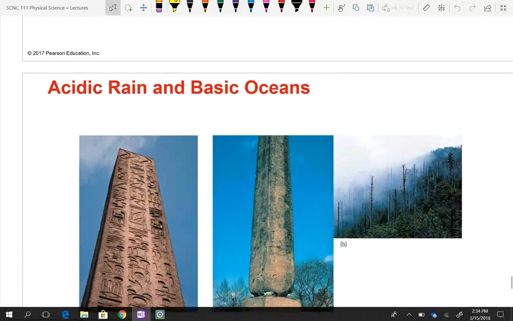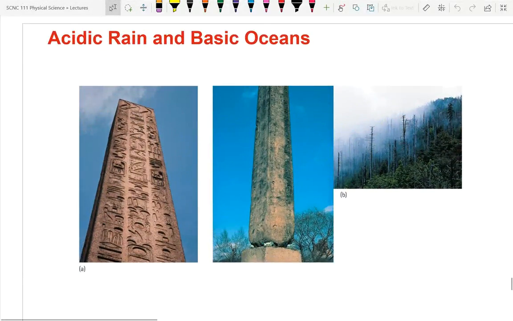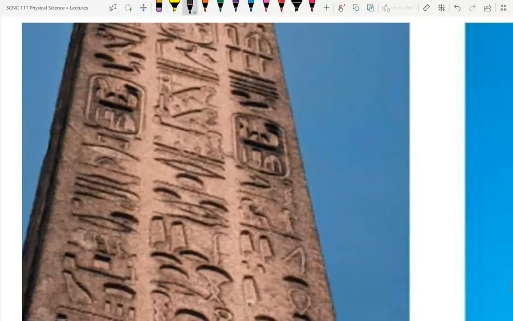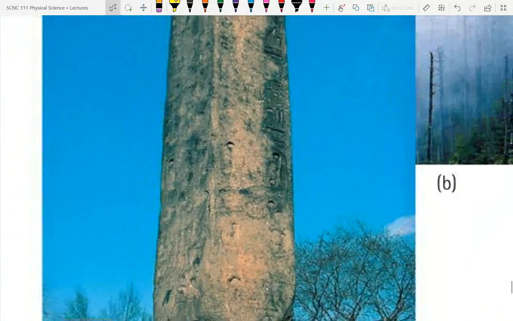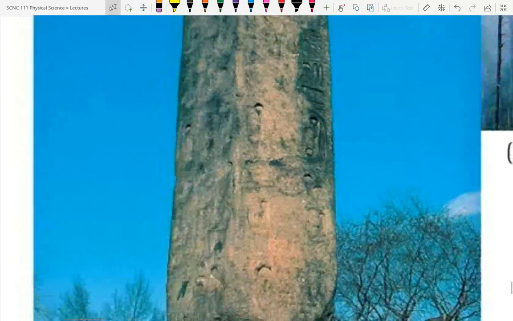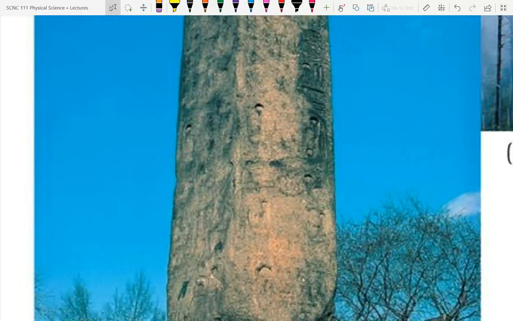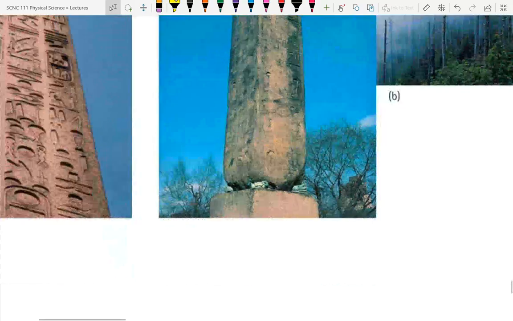Here is showing some effects of acid rain. You have, I don't even know what to call that thing. It's an obelisk with hieroglyphs, right? Yeah, I think that must be hieroglyphs. You can see a lot of deterioration because acid rain has deteriorated that obelisk.